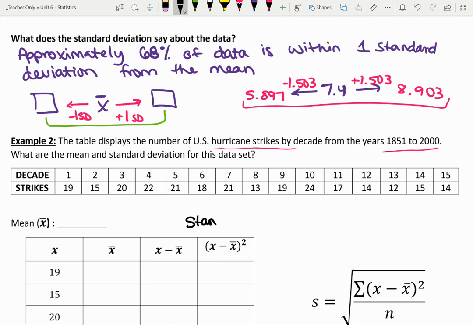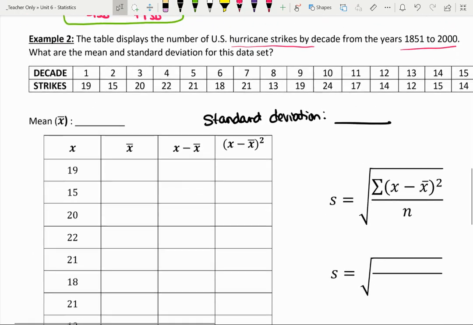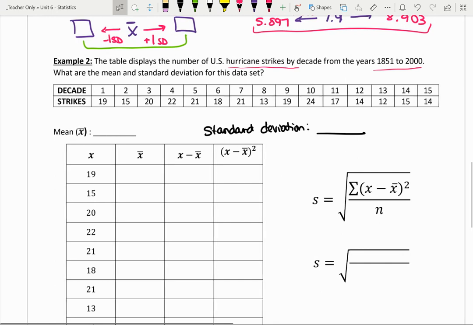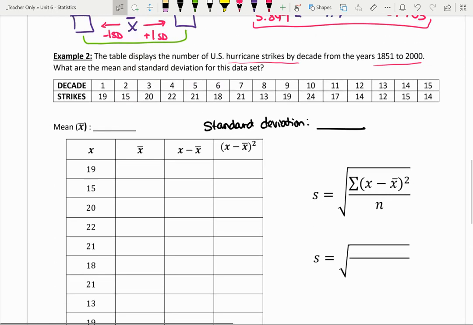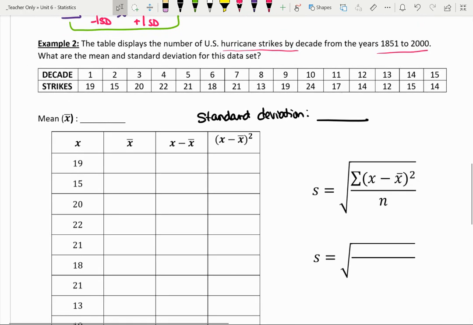Our goal is to figure out what is that standard deviation. So what I'm going to have you do is pause and actually try to work this out. If you get stuck along the way, you can come back in and check. Otherwise, come back in and check and we will compare our standard deviation.